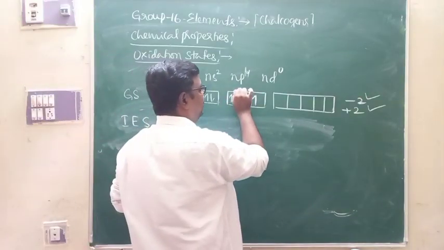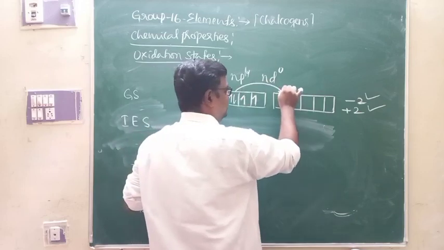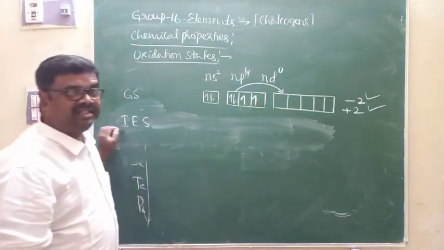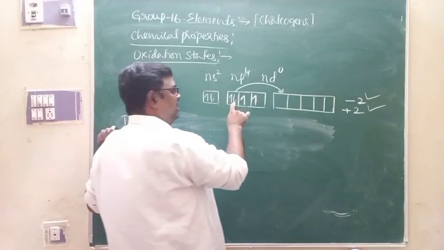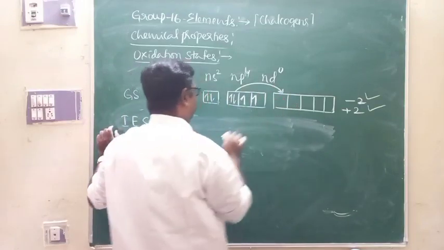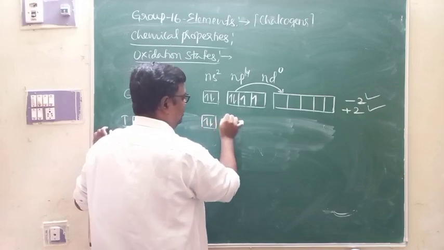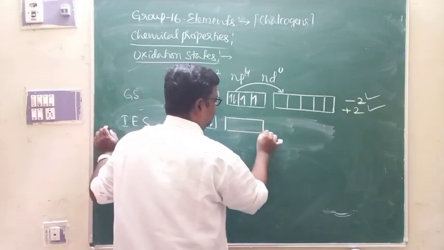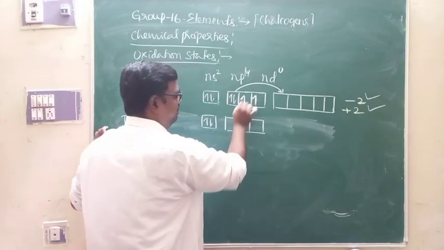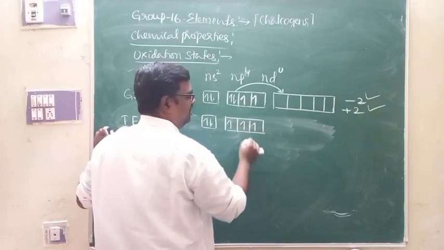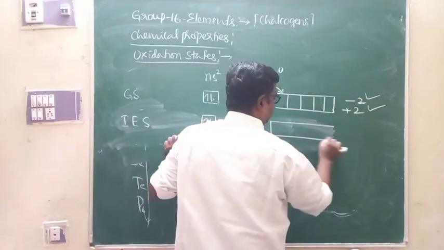One of the electrons from P can be shifted to D there. That is the excited state. In the first excited state, when one electron shifts to the D subshell, look at the electronic configuration here. What happens when one electron is shifted? How many remain in P? 3 electrons remain, and one electron goes to D.